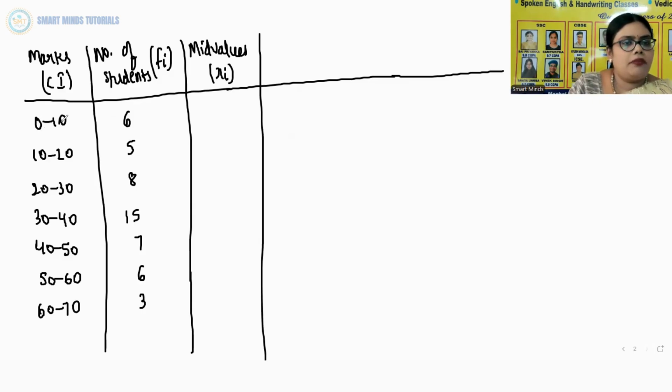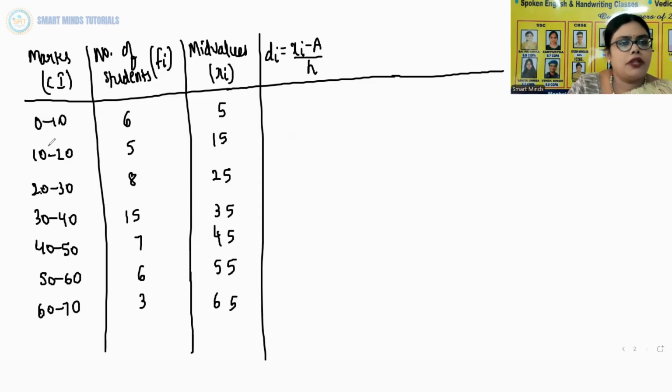So 0 and 10 mid value is 5. 10 and 20 mid value is 15. 20 and 30 mid value is 25. Like that you get 35, 45, 55, 65. After getting mid values, we will find out deviation, that is di. Di is xi minus a by h.